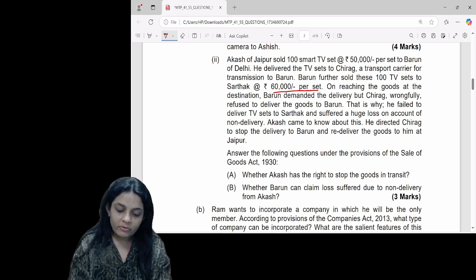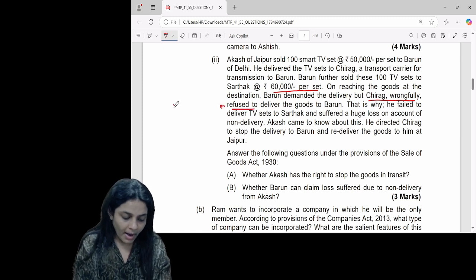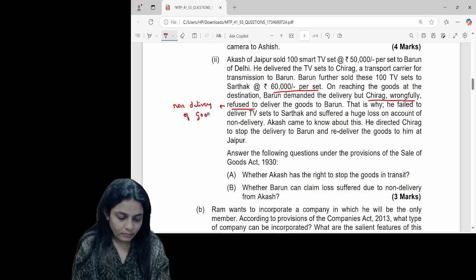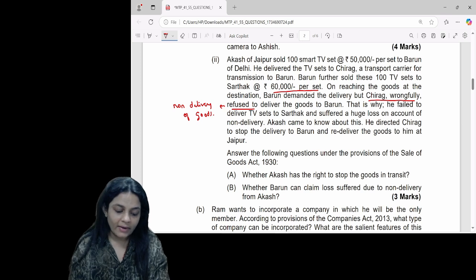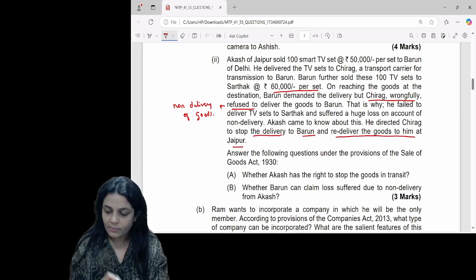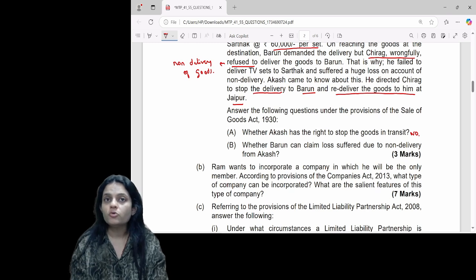So here, the goods reached, but Chirag wrongfully refused to deliver. Can the buyer claim damages for non-delivery of goods? Yes. Akash comes to know about this. He directed Chirag to stop the delivery to Barun and re-deliver the goods to him at Jaipur. Whether Akash has a right to stop the goods? No. Why does he have no right to stop the goods?